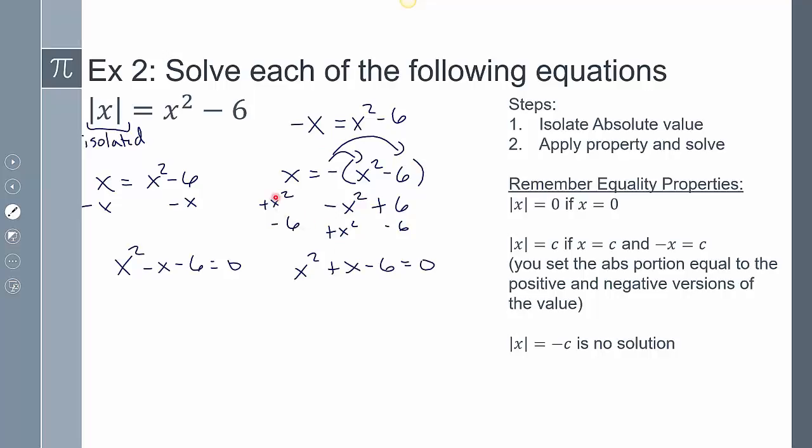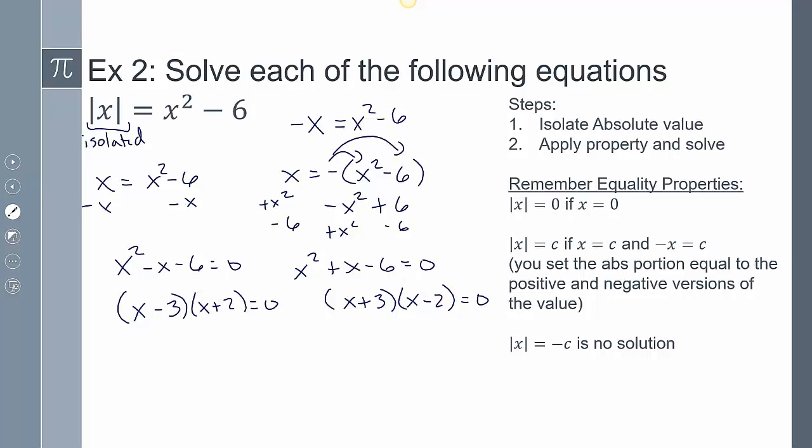And then I added x squared to both sides, subtract 6 to both sides, and so I get x squared minus x minus 6 equals 0, and then x squared plus x minus 6 equals 0. Now both of these, because we can factor them, so factoring this will factor into x minus 3 and x plus 2. This will factor into x plus 3 and x minus 2.